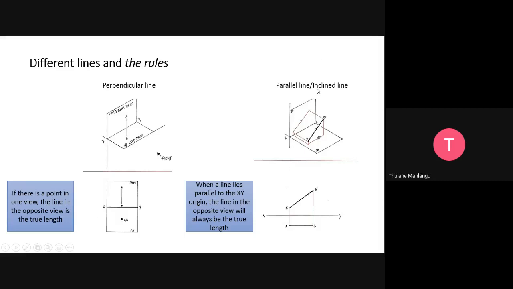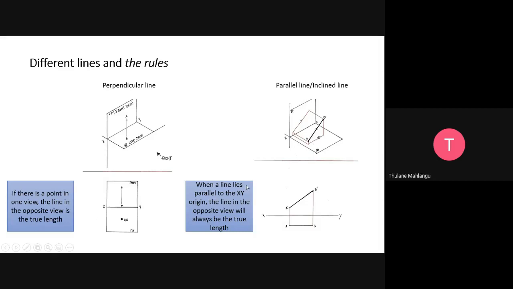Looking from the top to line segment AB, the shadow in the horizontal plane will not be the true length, because that line, when you're looking from the top view, is at an incline. You will not see that it is at an incline, but looking from the front view, you can see that that line is at an incline. So it means it's not represented as the true length in the horizontal plane there.